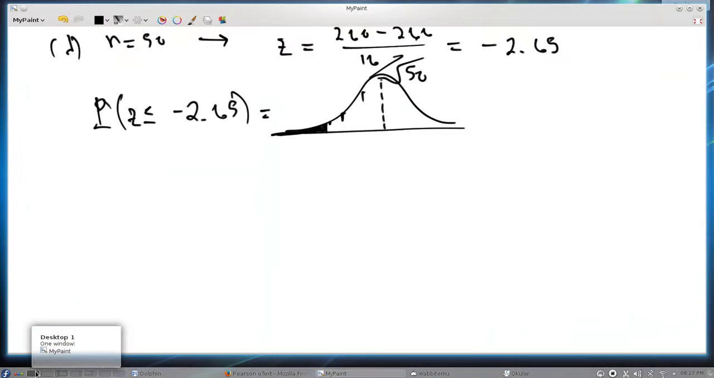So we have 0.0040. As we said earlier, this is less than 0.5%. Very small. That's the answer. Okay, now let's look at part E.